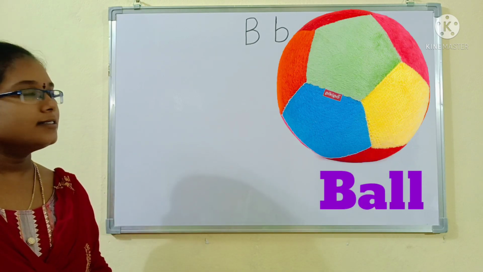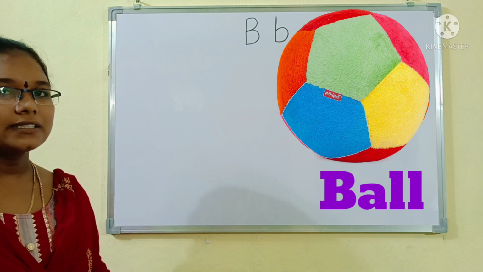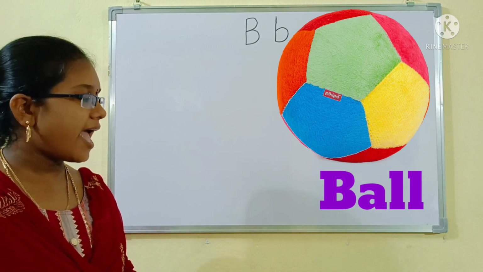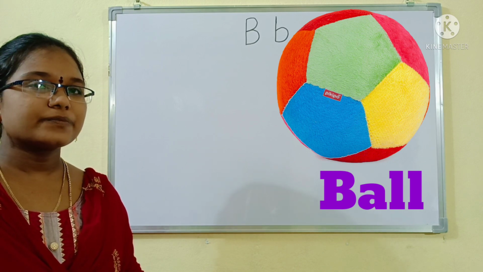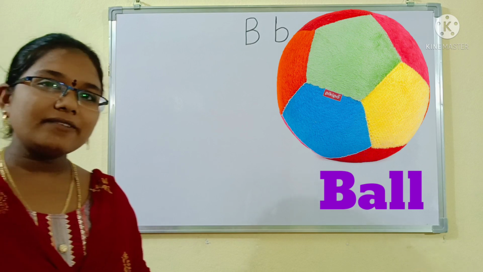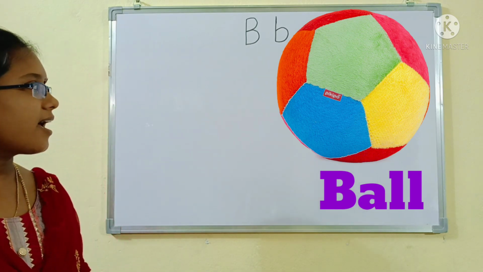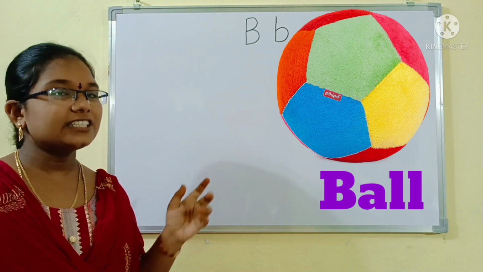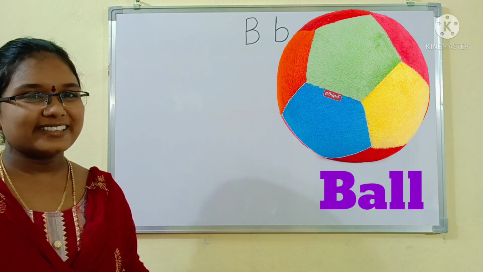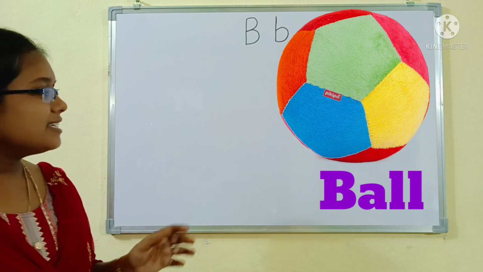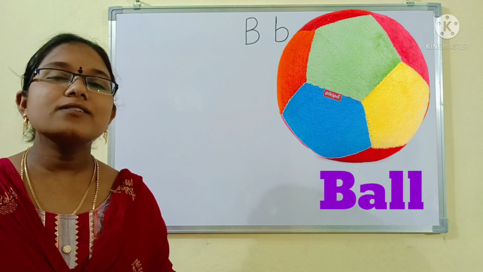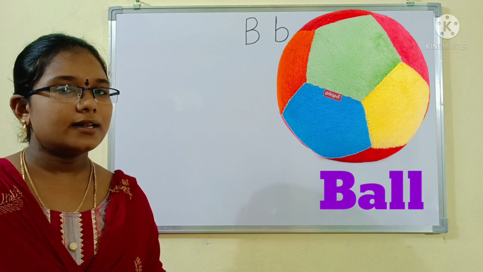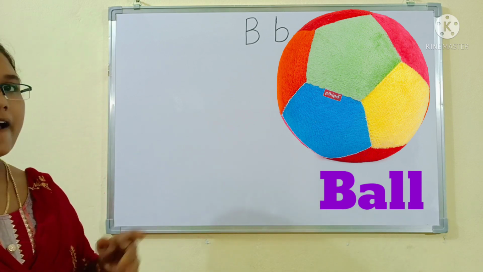First, what we have here? Ball. This is a ball. B-A-L-L. Ball. Okay? Do you like to play with the ball? Yes. And it's pretty and it's very colorful. Okay, this is a big ball. Okay? Here, the letter B gives the sound B. B, A, L, L. Ball. Okay? And then, we have another picture here.